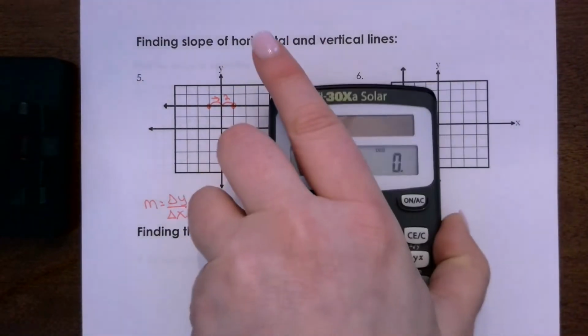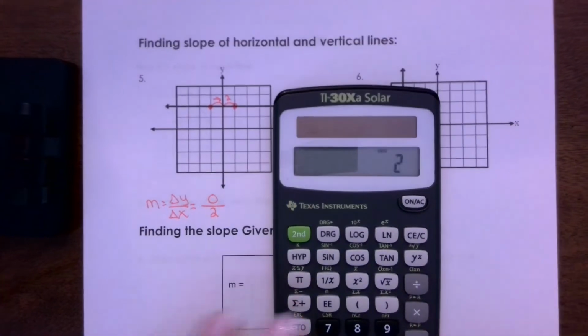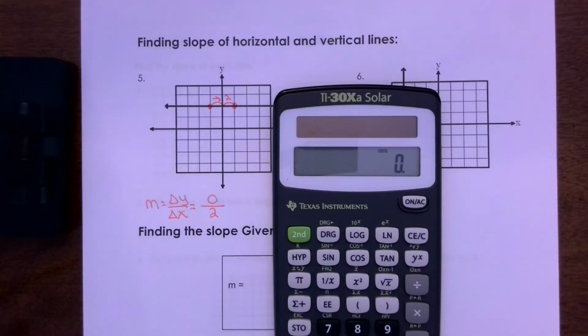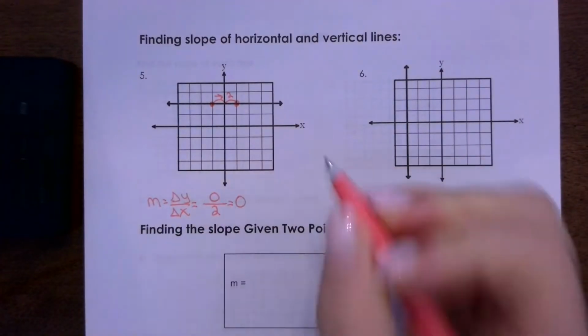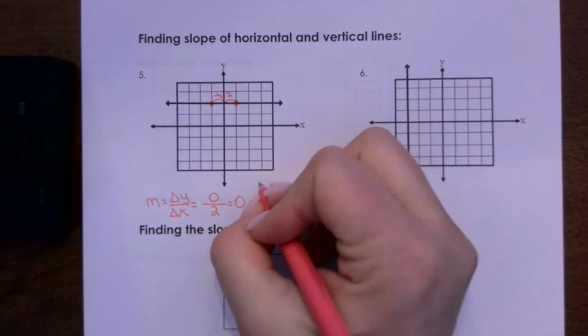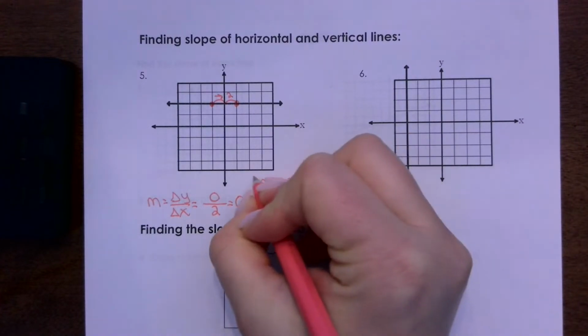Now, what is 0 divided by any number? Well, 0 divided by 2 is 0. And in fact, 0 divided by any number is 0. So this shows you mathematically that the slope of all horizontal lines is 0.